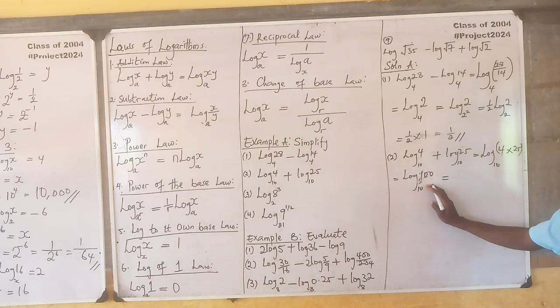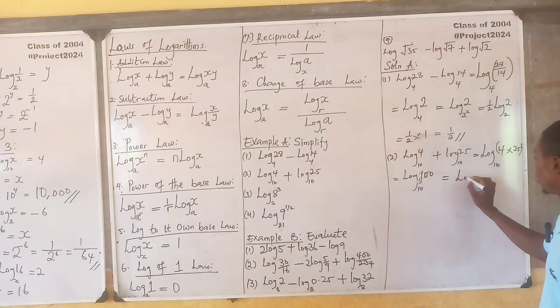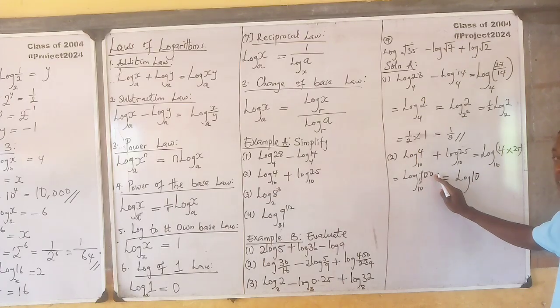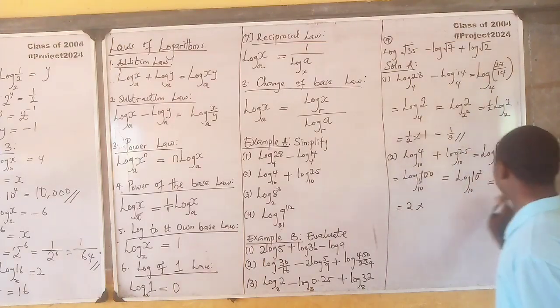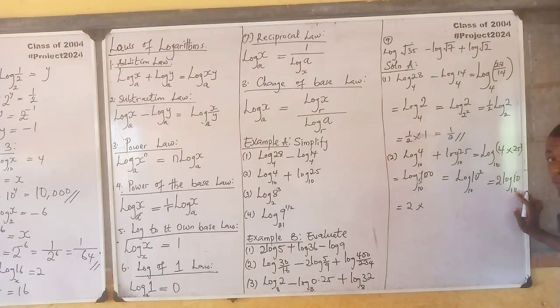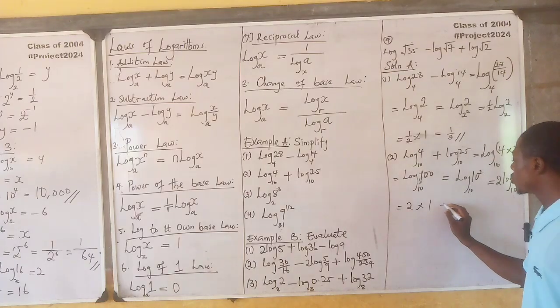We can't stop here because there's something we can still do. Log of 100 means 10 raised to the power of 2, to base 10. And remember, according to the law, when you have a log that has a power, the power can multiply the whole log, which is going to be 2 log of 10 to base 10. Now, log of a number to the same base, remember, is always 1. So it's going to be 2 times 1, which is 2.